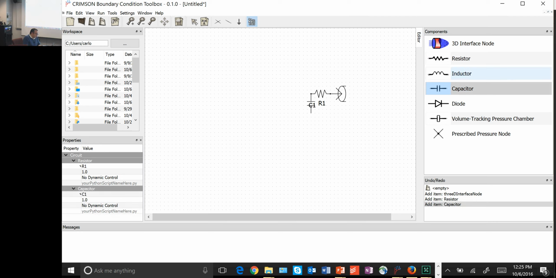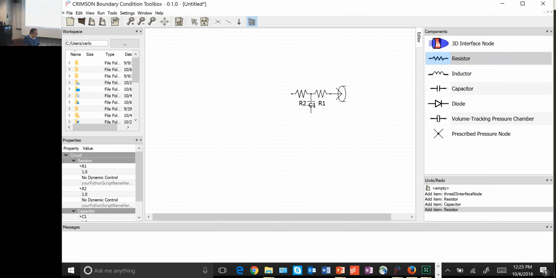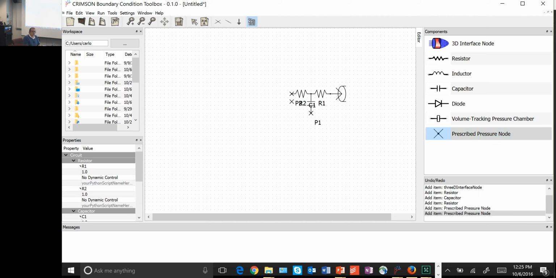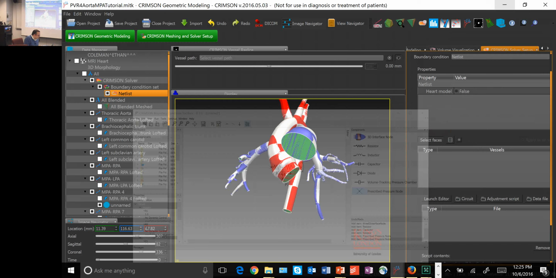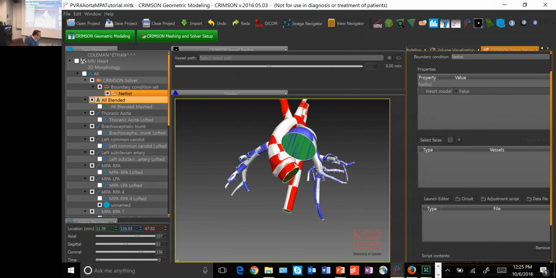Then I choose another resistor. You could choose a prescribed ground level here and here, and then you save this. Going back to the presentation now, and of course all the things that we have here. Let me just show these.